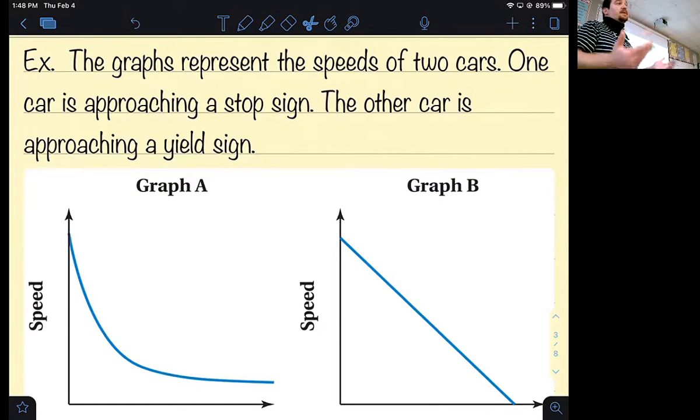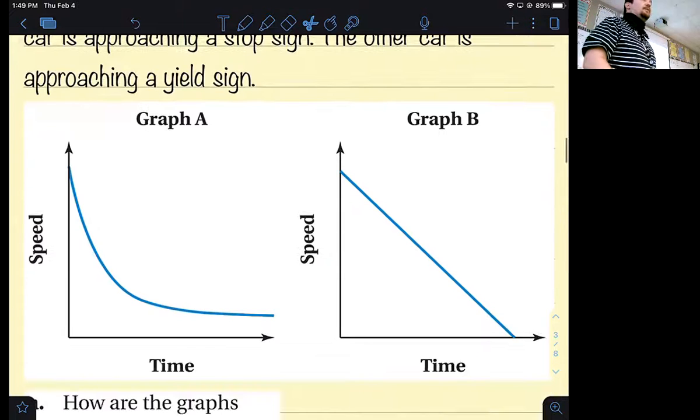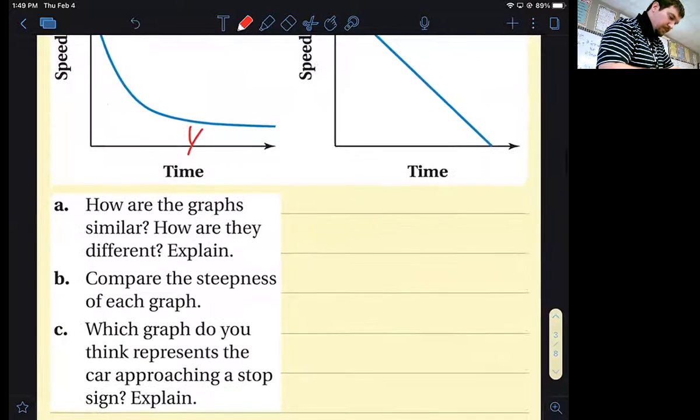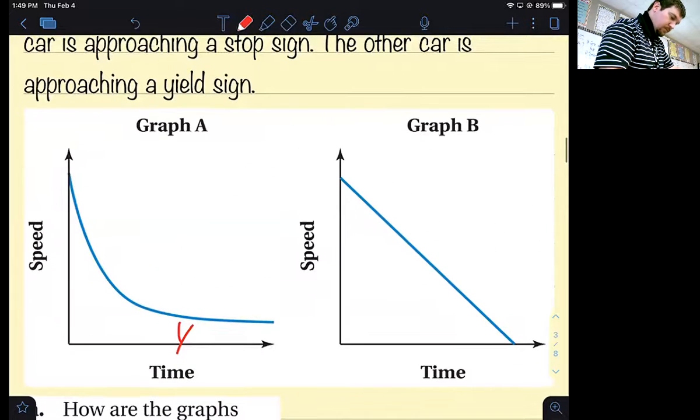And so I guess what I'm trying to say is that you don't necessarily have to stop. And if you don't have to stop, then graph A would be the one that you're yielding, because your speed never goes to zero, so you're never stopping. So this would be the yield. Is that decreasing? Then stop it. And this one is the car that's stopping, or the stop sign.